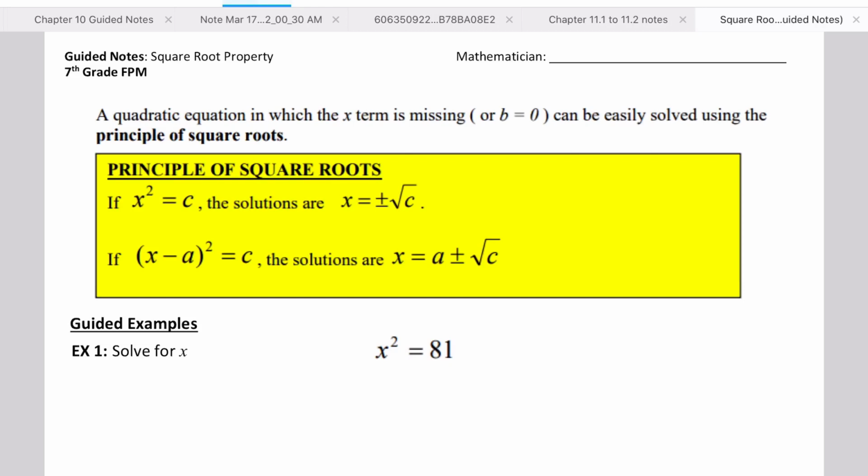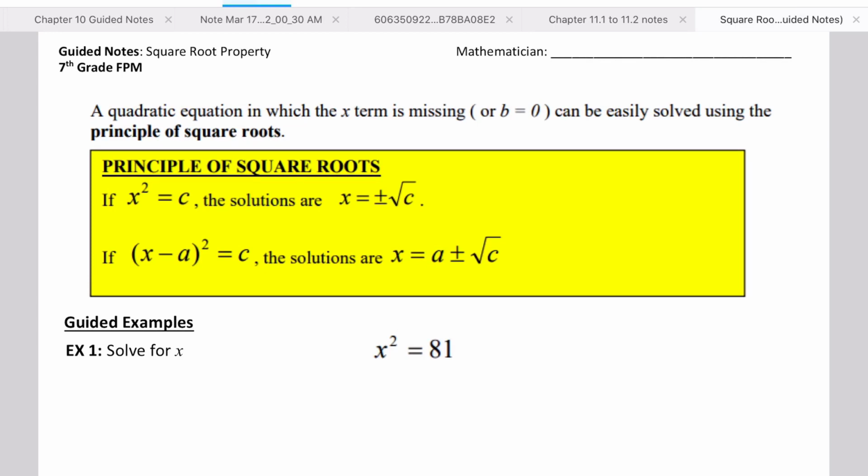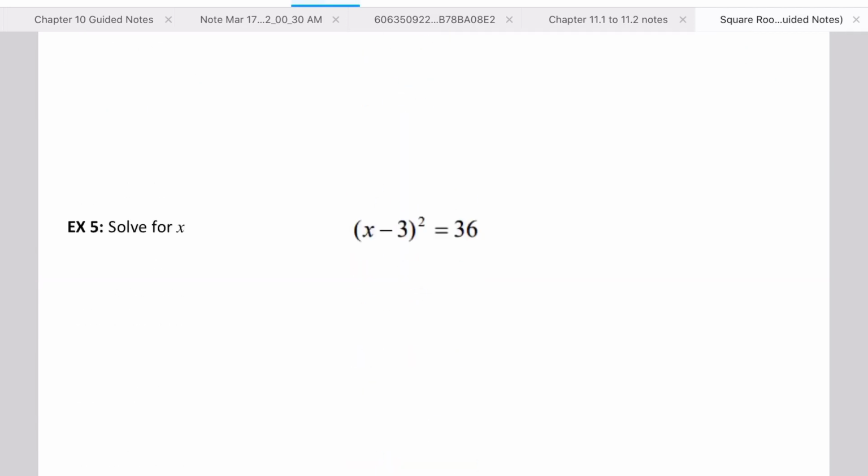Hey everybody, this is going to be your lesson that's going to cover the square root principle. It's also called the square root property. When it comes to using the square root property, we've got a lot of abstract math on the screen here. But if you look at the yellow box there, you can see that you've got a couple different formats for the square root property. And I have a lot of examples here.